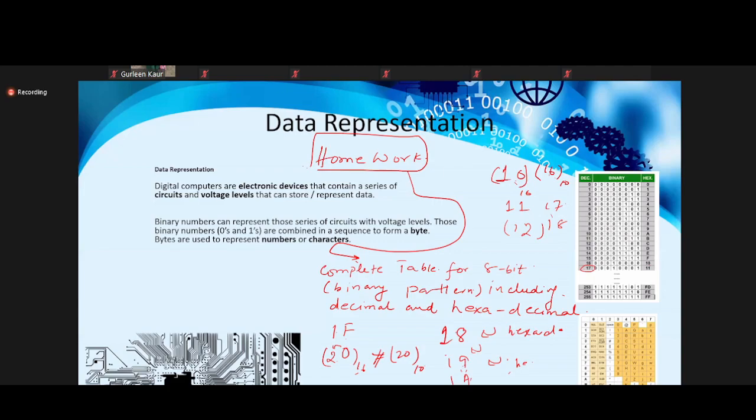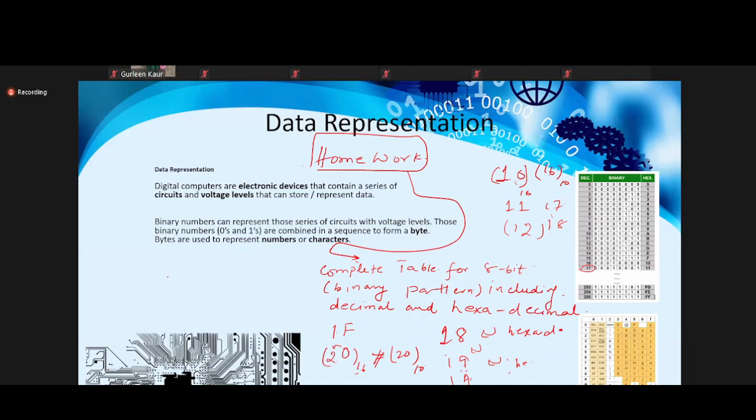You can write down on a piece of paper. You may need one copy. I need to write up to 255. One paper is not enough. You see how many digits can fit in. How many digits can fit in 8-bit combinations, right?